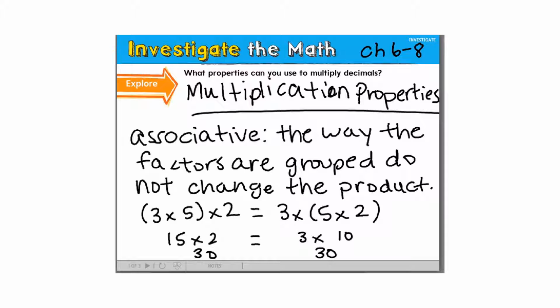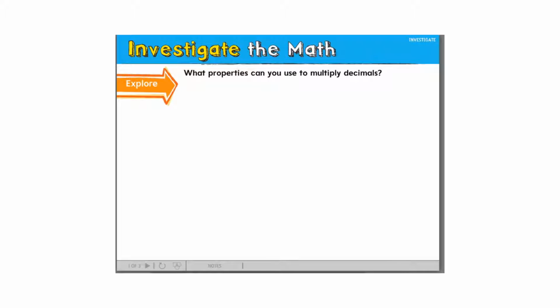So associative: the way the factors are grouped does not change the product. Now we're going to write about commutative, which is the second one. Commutative means the order that the factors are multiplied doesn't change the product.